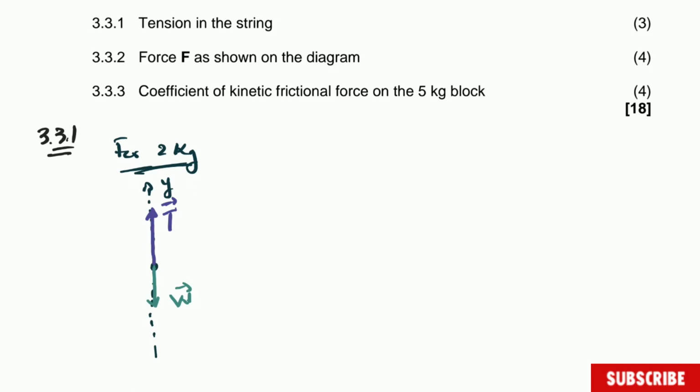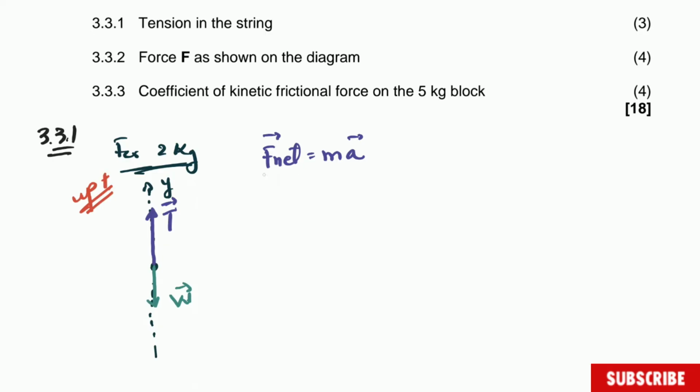So we are going to apply Newton's second law to this 2 kilogram block. Newton's second law says net force is equal to ma. We apply it because the object is accelerating. In Newton's law, it's recommended to use the direction in which the object is moving as positive, so I'm going to write up as positive because this object is moving upward.